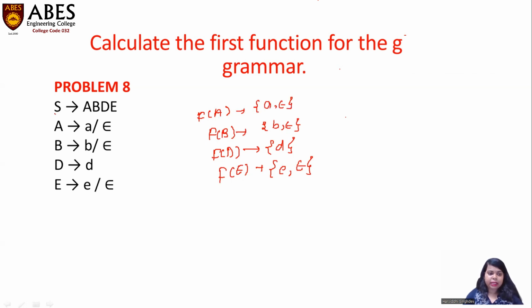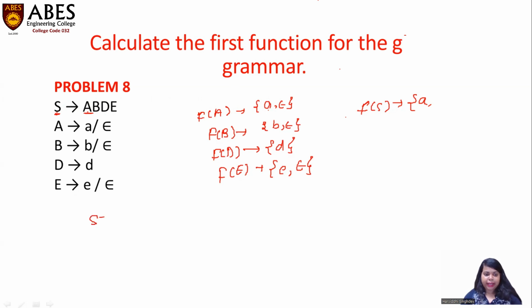Now the main case. Here S is a starting symbol and these are our non-terminal symbols. So first of S will be first of A. We have already calculated first of A. So let us suppose we have to write first of S. First of S will be first of A. First of A contains a and epsilon. When I replace this capital A by small a, then what will be the first of S? Small a. When I replace it by epsilon, then what is this?